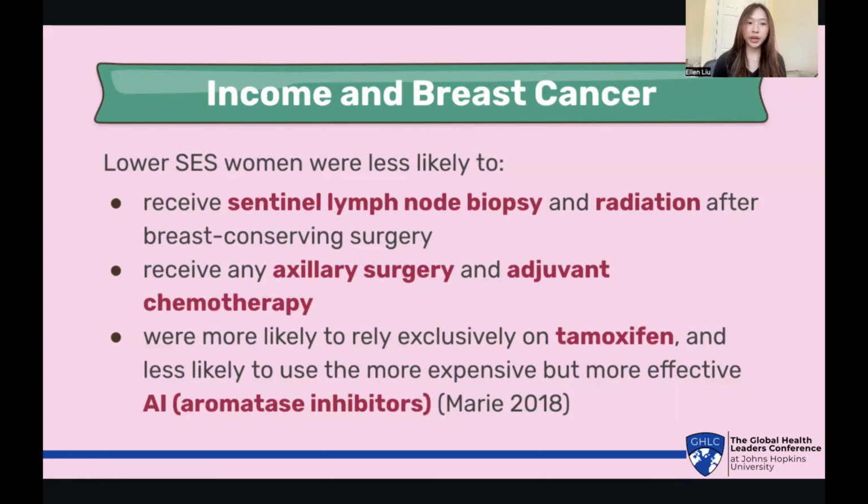Also, lower socioeconomic status women were less likely to receive sentinel lymph node biopsy, radiation, axillary surgery, and adjuvant chemotherapy, and were more likely to rely exclusively on tamoxifen, a hormone therapy, and less likely to use the more expensive but more effective aromatase inhibitors, also known as AIs.